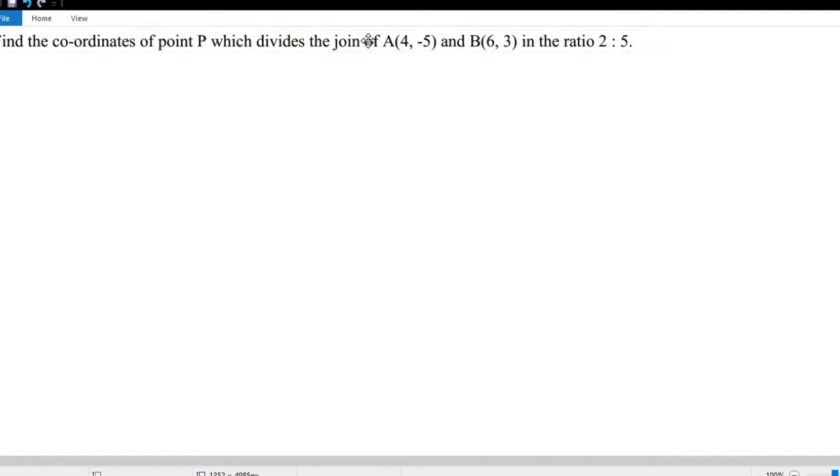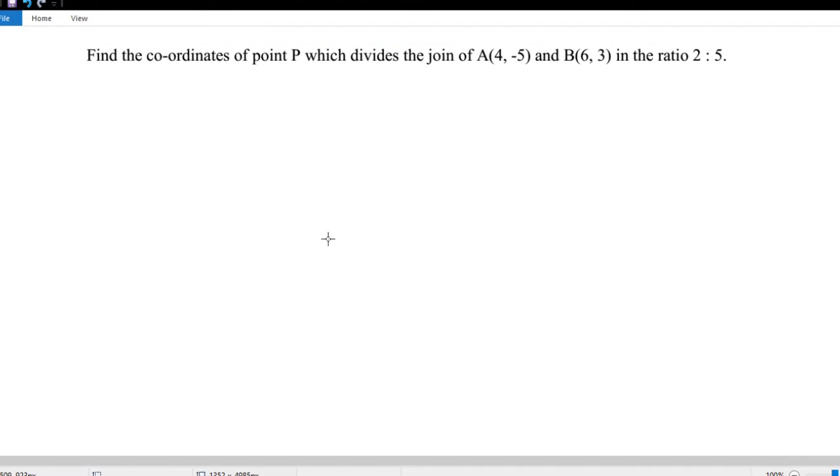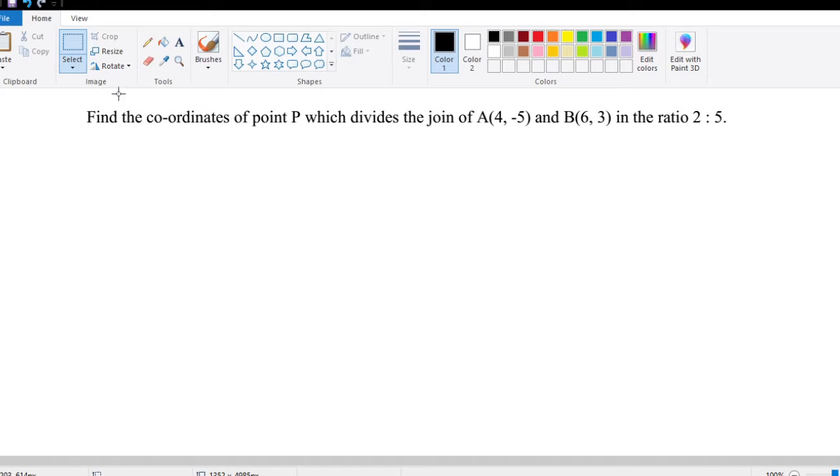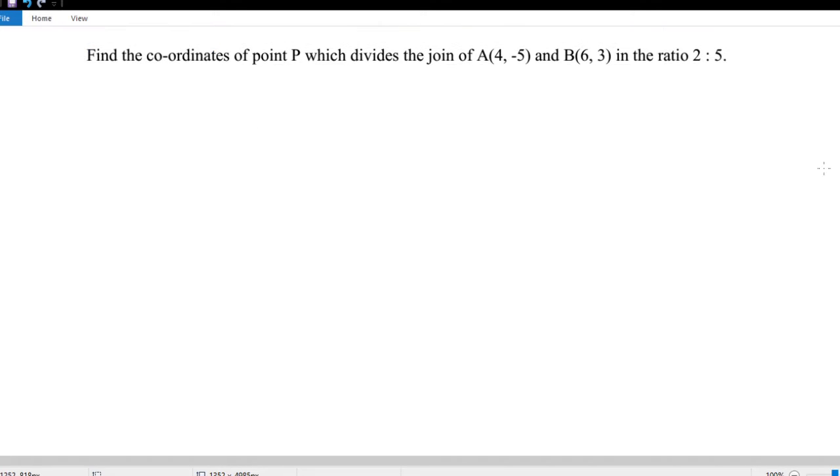Let us consider an example to support this. Find the coordinates of point P which divides the join of A (4, -5) and B (6, 3) in the ratio of 2:5. Now this point A is in the fourth quadrant and point B is in the first quadrant. That does not change our strategy. We are already provided with 2:5, so they behave for you as m:n. So m is 2 for you and n is 5. A will be treated as x1, y1 and B will be treated as x2, y2.